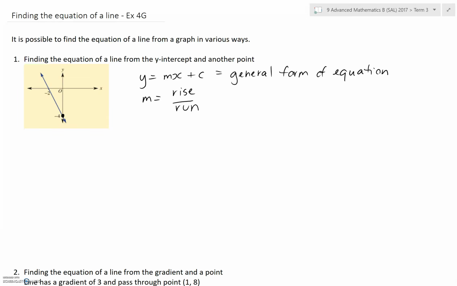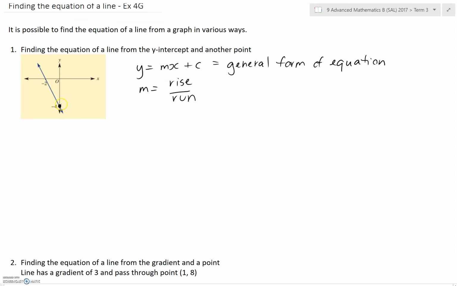So if we start here at the y-intercept and we're going up to our x-axis, because we can see our other point actually lies on the x-axis, that will tell us how much we've risen. So we are going in an upwards direction, so that means we have a positive number and we've risen 4, which we can tell because we started at -4 and we've gone to 0. Even though there's no markings on the scale, you should be able to tell that.